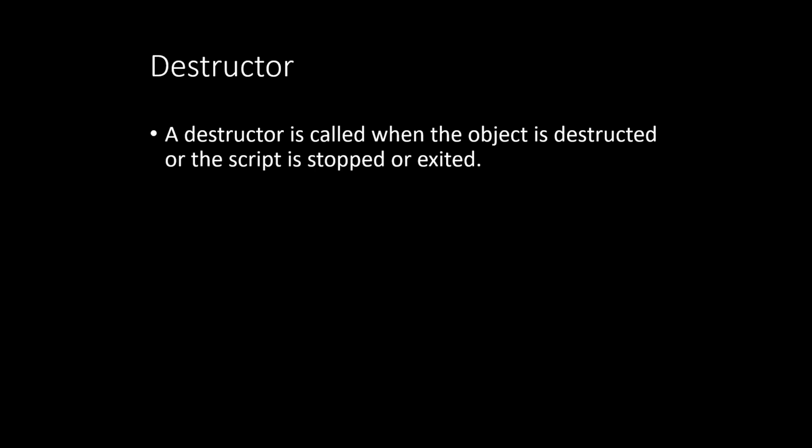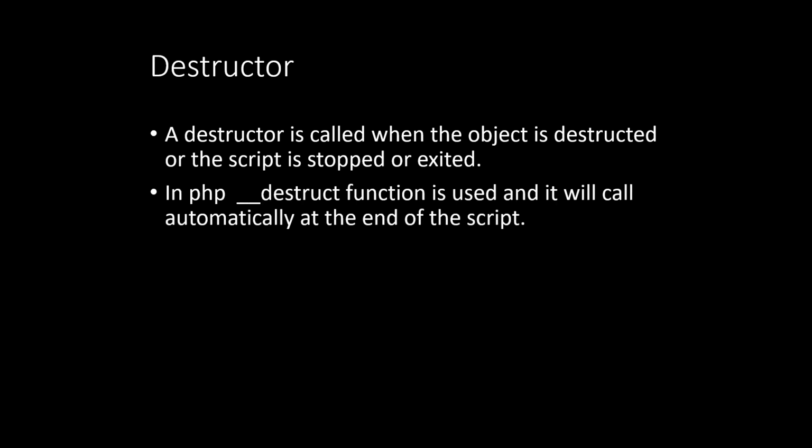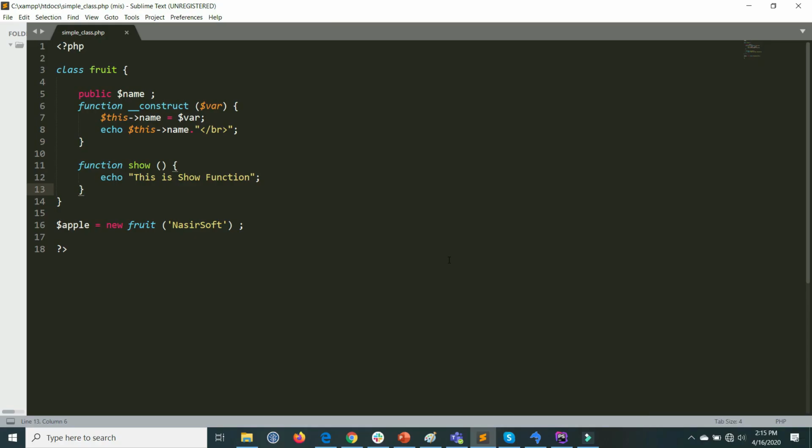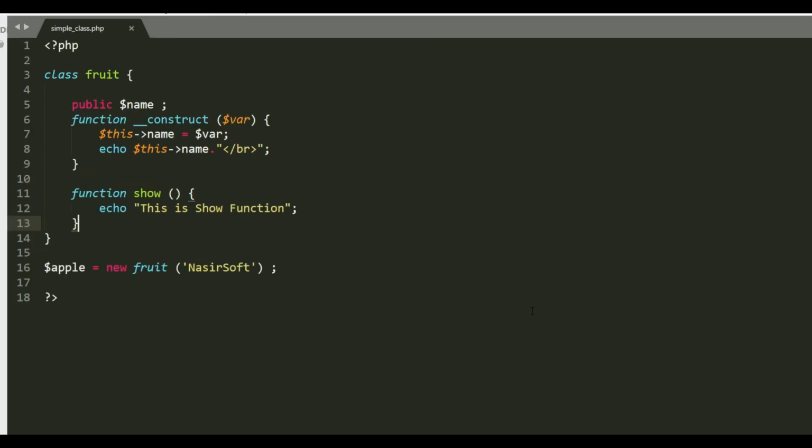Destructor. A destructor is called when the object is destructed or the script is stopped or exits. In PHP, the double underscore destruct function is used and it will be called automatically at the end of the script. So in simple words, we can say that the constructor is called when the object is created and the destructor is called when the object is destroyed or our script ends. So let's see the destructor practically.